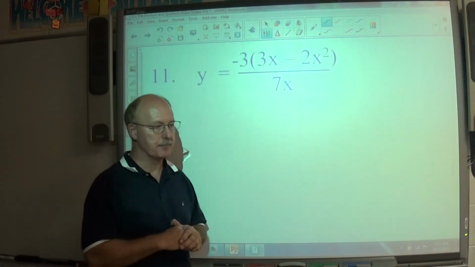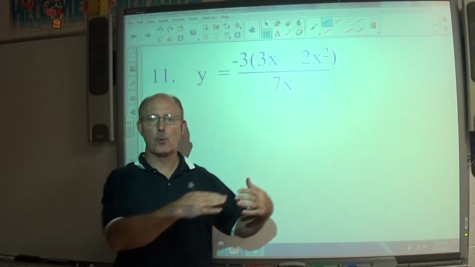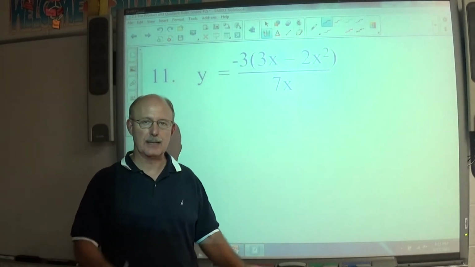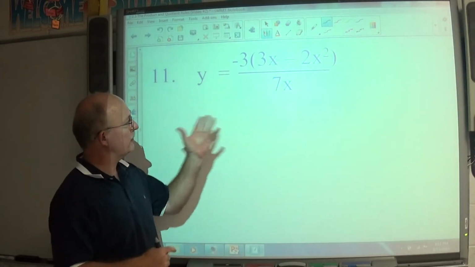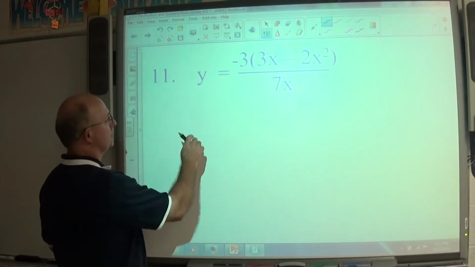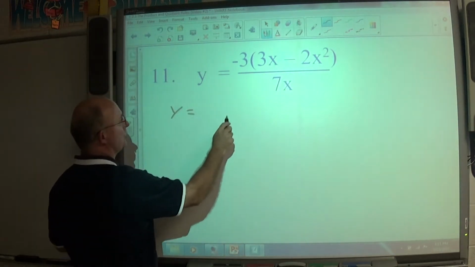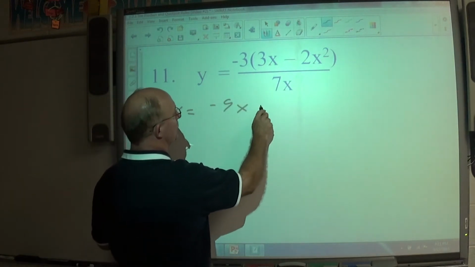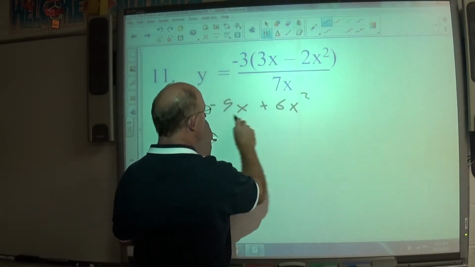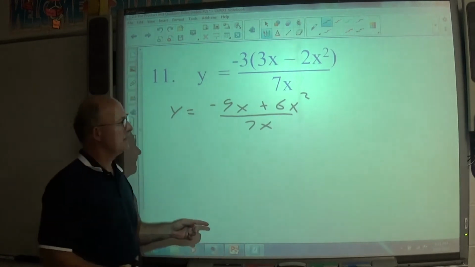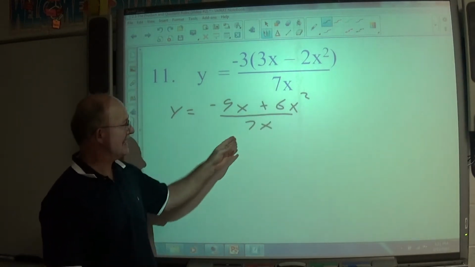Let's try this problem over here. Yes, we could use the quotient rule on this problem also, but let's see if we can simplify it enough to where we don't need to. So first of all, let's multiply -3 inside our parentheses. y will be equal to -9x plus 6x squared, divided by 7x. Now let's divide 7x into each of these terms.